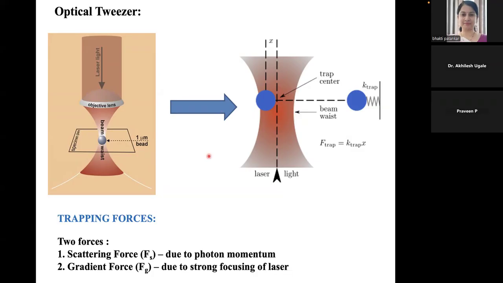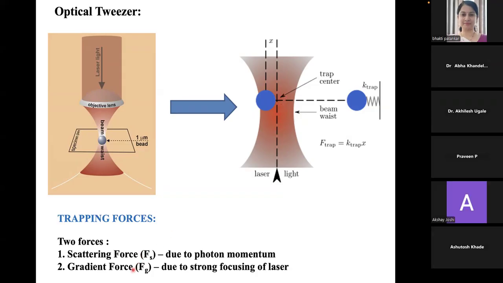Okay, so I will go on then. Now, in such a situation, when a bead is trapped optically, there are two forces acting on it. One is called the scattering force, the other one is called the gradient force. What you saw in case of the comet being pushed by the sun's light is essentially scattering force. So this force will try to push the bead away along the direction of propagation, like that.